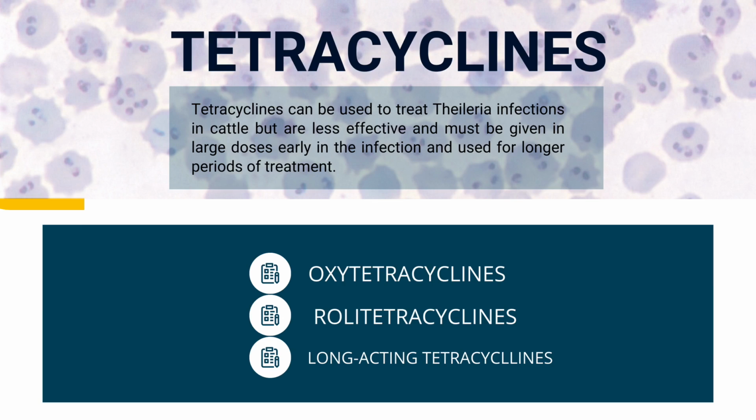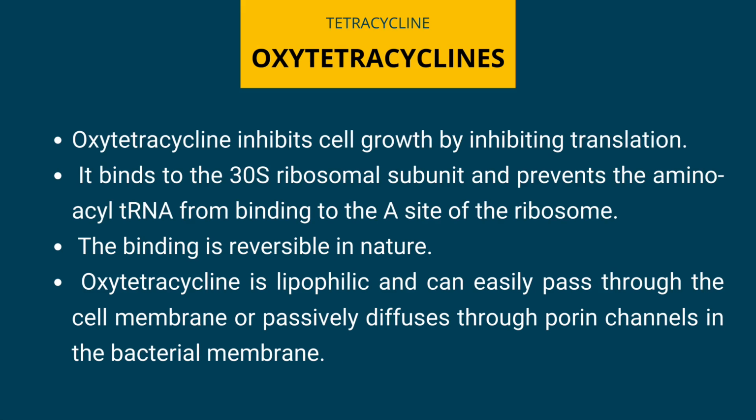Tetracyclines. Tetracyclines can be used to treat Theileria infections in cattle, but are less effective and must be given in large doses early in the infection and used for longer periods of treatment. First is OXYTETRACYCLINES. OXYTETRACYCLINES inhibit cell growth by inhibiting translation. The binding is reversible in nature.